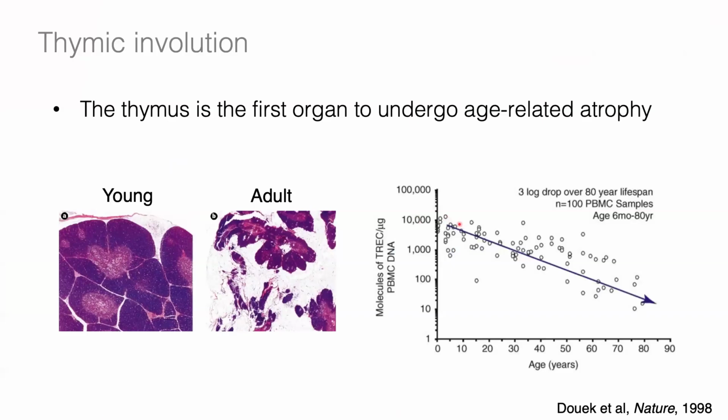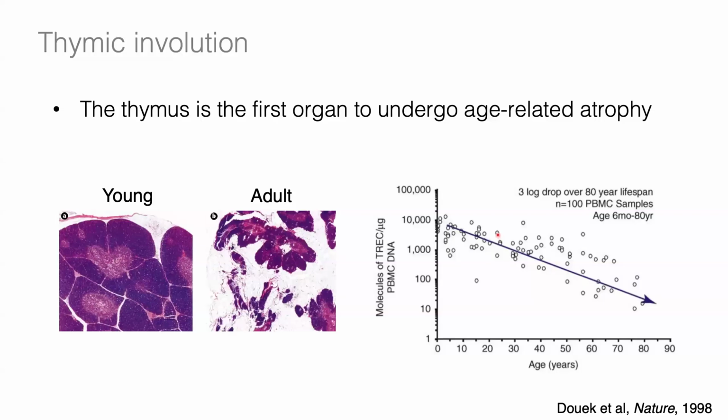Good. As I'm sure you're all aware, the thymus is the first organ in the body that undergoes age-related atrophy, referred to as thymic involution. No one quite knows why this happens, but the consequences are clear. You can see in these sections of human thymus that the lymphoid tissue in adults is replaced with fat, and there's a structural breakdown that culminates in the reduced production of T cells.